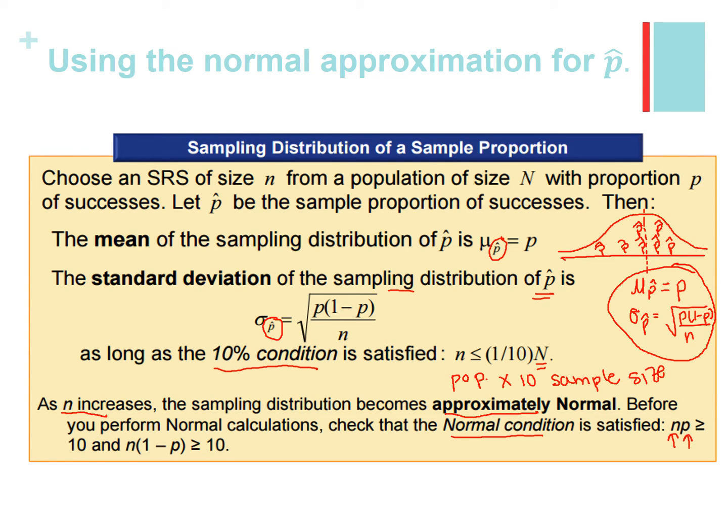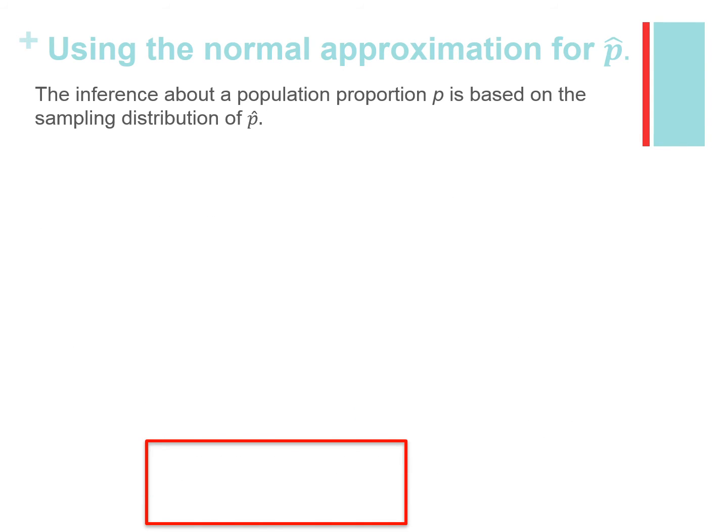I take my sample size times my population proportion, and that has to be greater than 10. Then I take the sample size times the failures, and that has to be greater than 10. I'm not going to really explain where that comes from right now, but this is sort of a tipping point. If your sample size times your successes and your sample size times your failures are both greater than 10, that's going to give us an approximately normal curve. If that's not true, then we can't necessarily say that my sampling distribution of p hat is going to be normal.